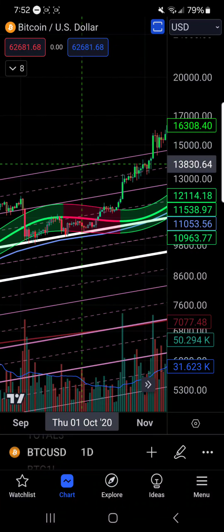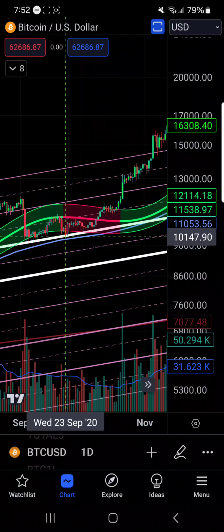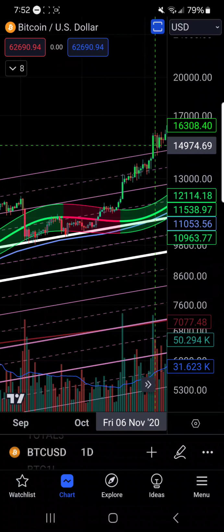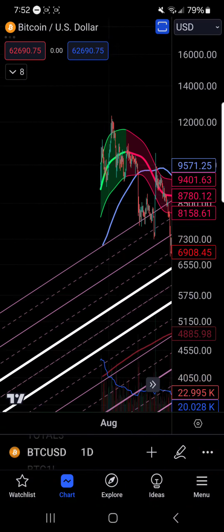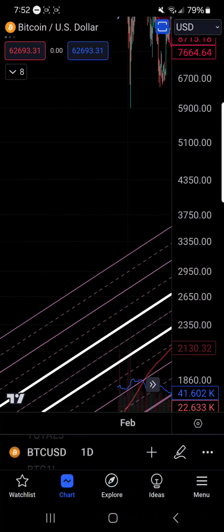And this red action here, yep. This red action, once we turned red, that marked a low right there. And it traded sideways a little bit and then onwards and upwards. Now in the previous cycle in 2017, oops, that's not it. We have to go back a little further.